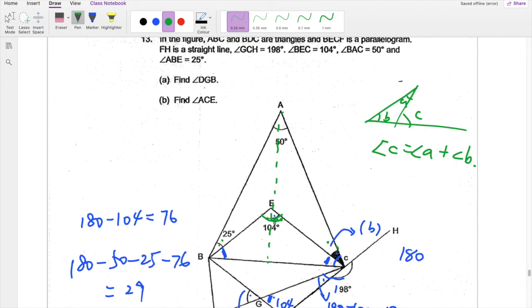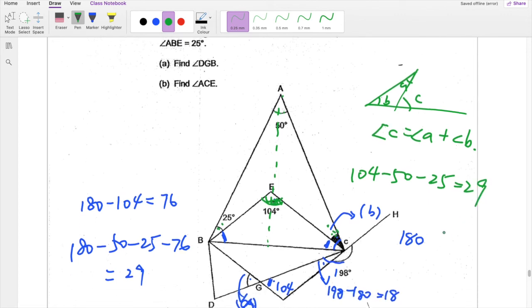Okay, I repeat again. This angle equals this angle plus this angle. So 104 equals this right angle plus 50 plus this angle. So this angle can be calculated as 104 minus 50 minus 25. So it gives 29, right?